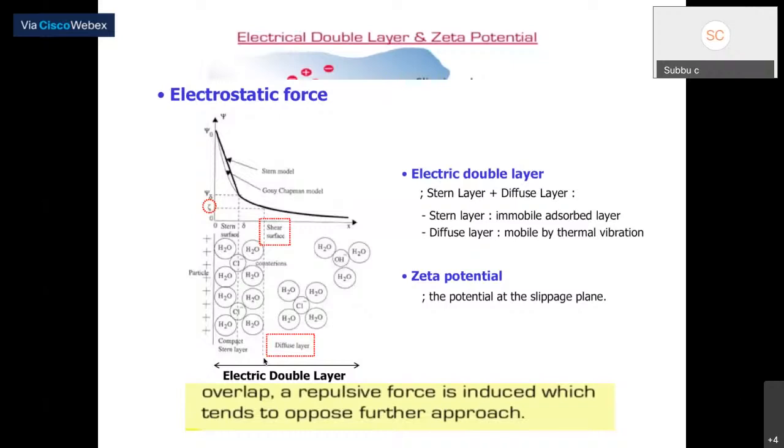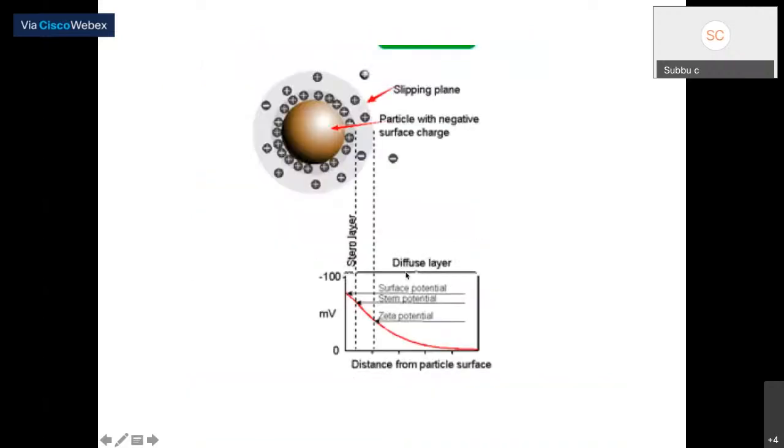So the way it is shown, there is a strong layer called the Stern layer, and there is a diffuse layer. The potential at that layer is called the zeta potential. For any colloid to be stable, you need to understand that potential. This is typical to zeta potential measurement, and very closely related to pH measurement.